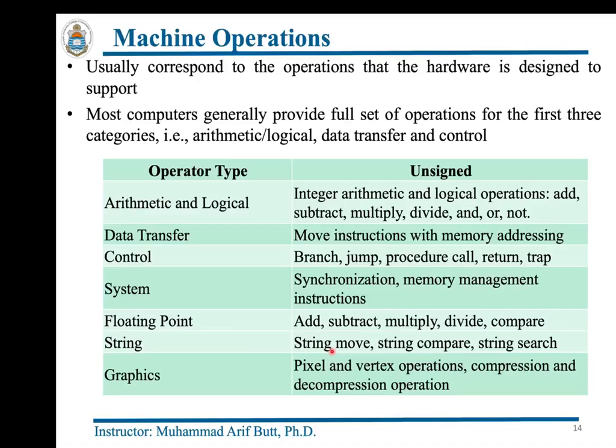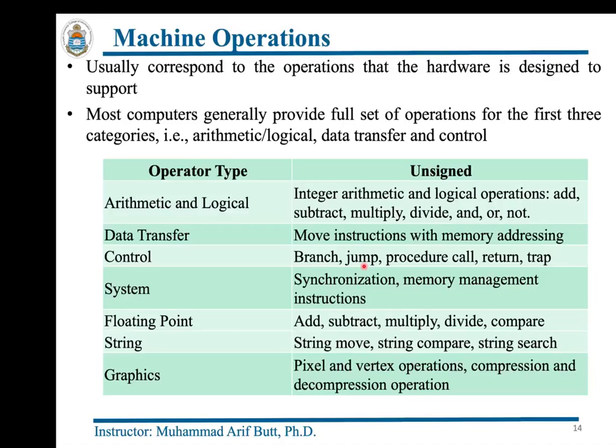Well, dear students, there is a long list of operations that an ISA can support, like the arithmetic and logical operations, the data transfer operations, control operations, system, floating point, string, graphics, and so on. But most computers generally provide a full set of operations for these first three categories. That is the arithmetic and logical, data transfer, and control. And by control operation, I mean branch, jump, procedure call, return, and trap. And of course, we will talk about these in detail in the later part of the course.